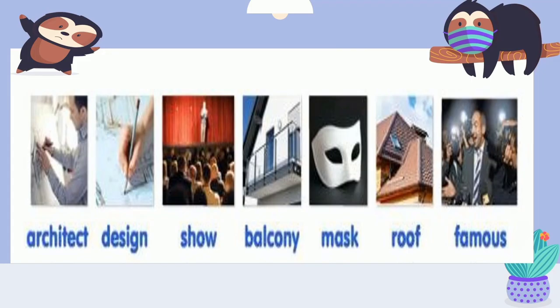Now, let's say the meaning of each word together. Sekarang, mari kita sebut maksud setiap perkataan bersama-sama. The first one, pertama, architect. Maksudnya, juru bina atau architect. Designed, reka bentuk. Show, persembahan. Balcony, beranda. Mask, topeng muka. Roof, bumbung. And the last one, dan yang terakhir, famous, terkenal.